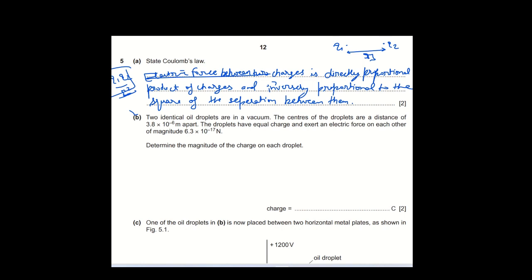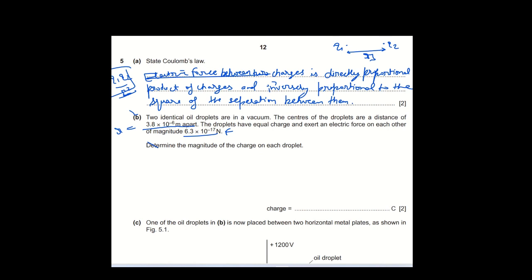Now B part is two identical oil droplets are in vacuum. The centers of the droplets are at a distance 3.8 into 10 raised to the minus 6 meter apart, that is R is given. The droplets have equal charge and exert an electric force on each other of magnitude. This force is given. We have to determine the magnitude.